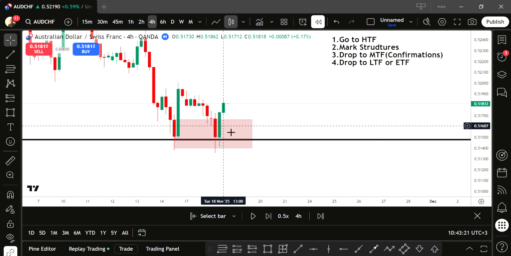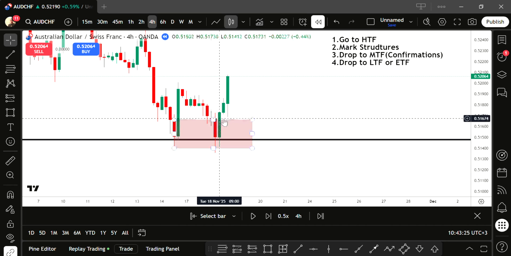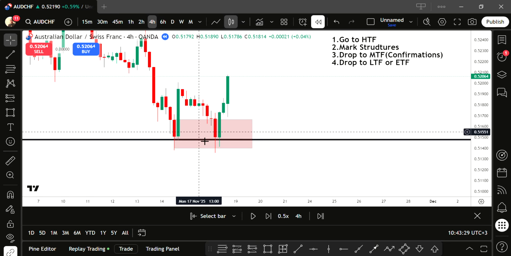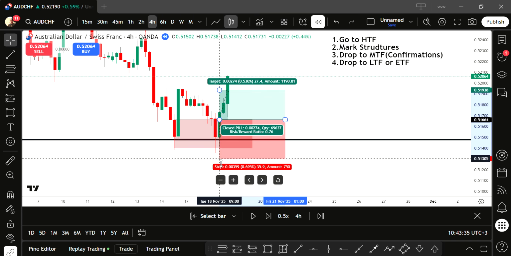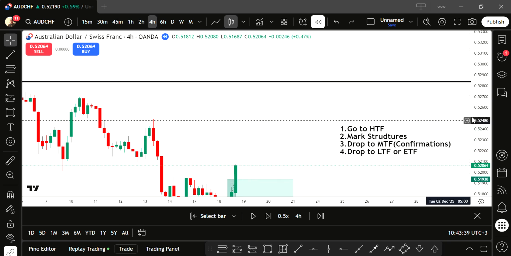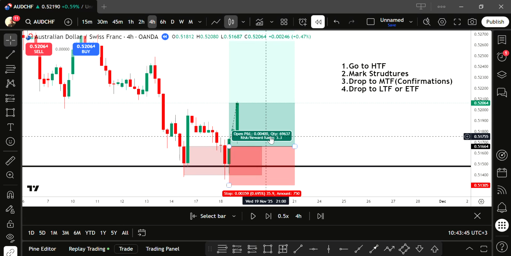Price comes and it tests into this demand zone, somehow goes slightly down. So your first entry would be here on this double bottom. This is a demand zone, this is a double bottom. Your first entry would be here. So you just enter from here and then put your stop losses around 35 pips, and then your target should be to the upside. So your target should be here, 180 pips. That is 1 is to 3.